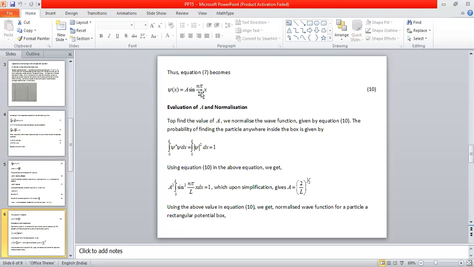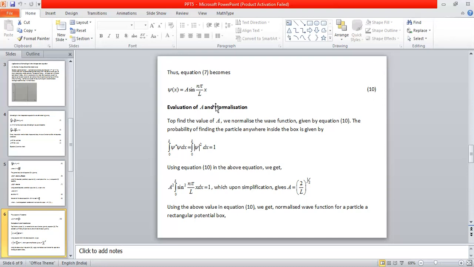We have substituted k as n pi by L. So n is nothing but the quantum number, and it can take a discrete set of values 1, 2, 3, and L is what we call the length of the potential box, that's the size of the potential box. So x is as usual the x coordinate. Okay, so this is equation 10. Equation 10 is the solution of the equation.